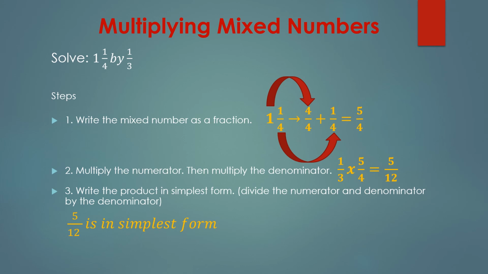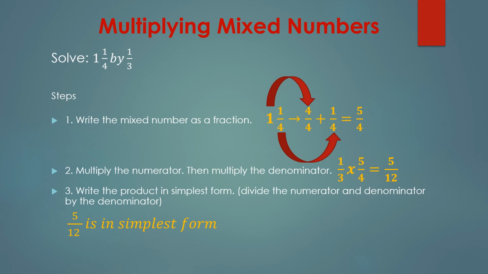Step 2, multiply the numerator, then multiply the denominator. 1/3 times 5/4 equals 5/12. Numerators are the top numbers in a fraction. Denominators are the bottom number in a fraction. So 1 times 5 is 5. 3 times 4 is 12.